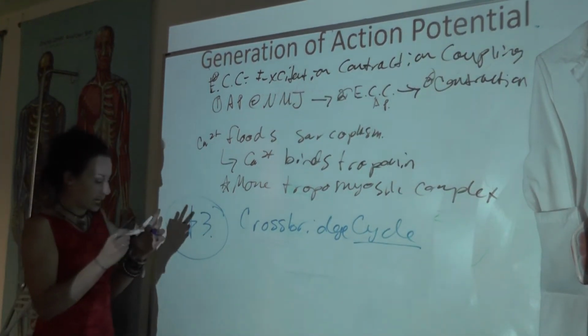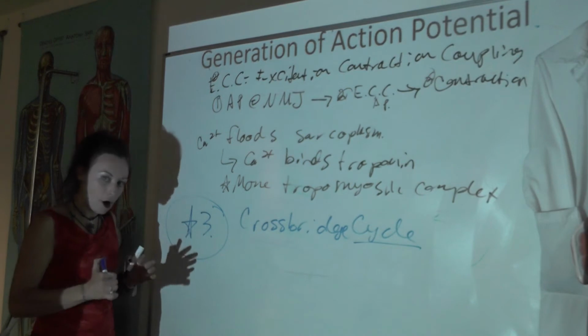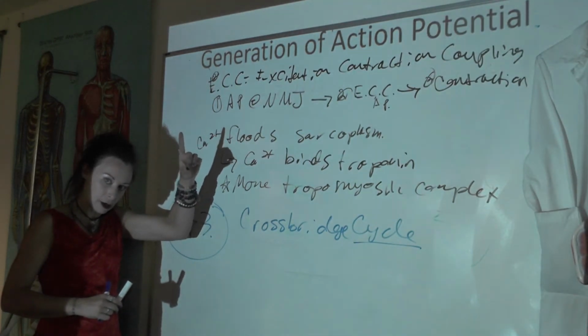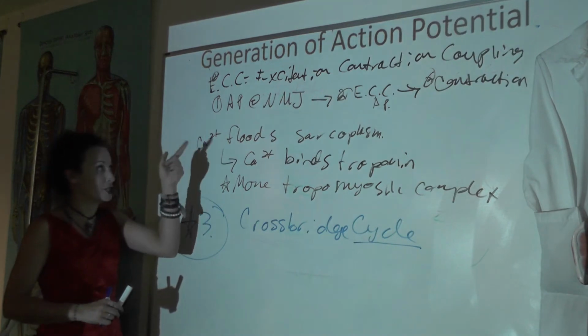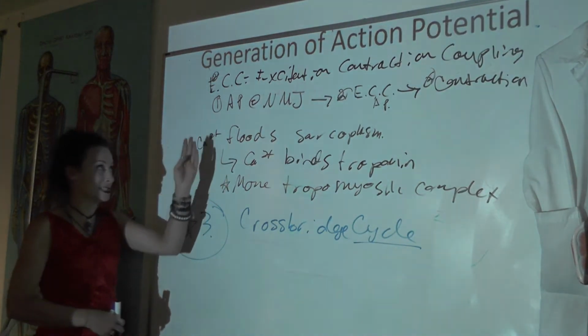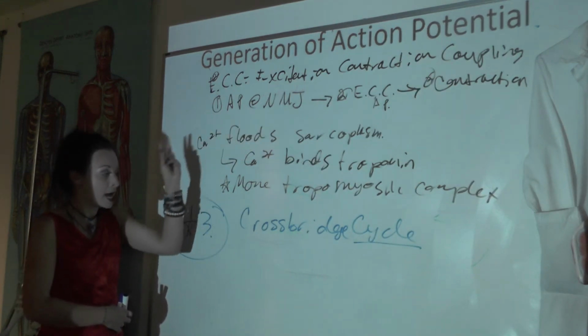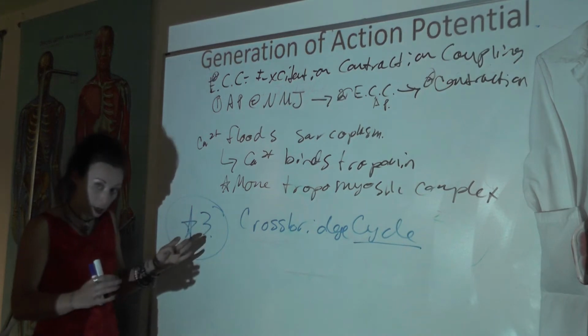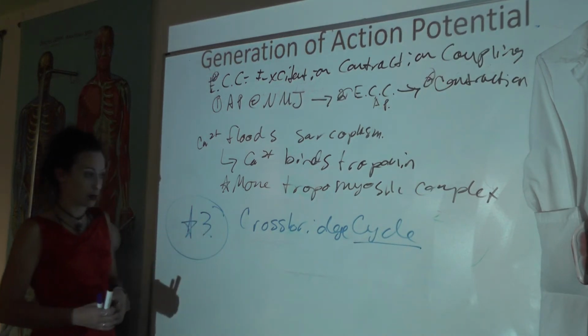So 3 important steps involved in contracting a muscle fiber. The steps and events that occur at the neuromuscular junction, which is excitation. The steps and events that occur at the sarcolemma and T tubules, which is excitation-contraction coupling. And the steps and events that occur at the sarcomere, which is the cross-bridge cycle.